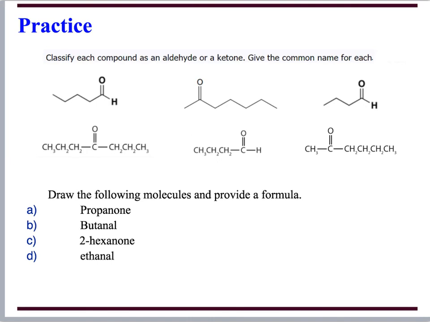Okay, and here's the practice that I've left you, so please give it a try. Name each of the compounds, try and decide whether they're an aldehyde or a ketone, and then draw the few molecules that I've given you there.